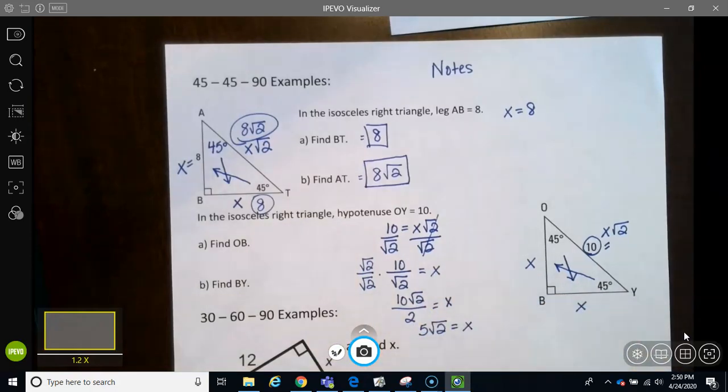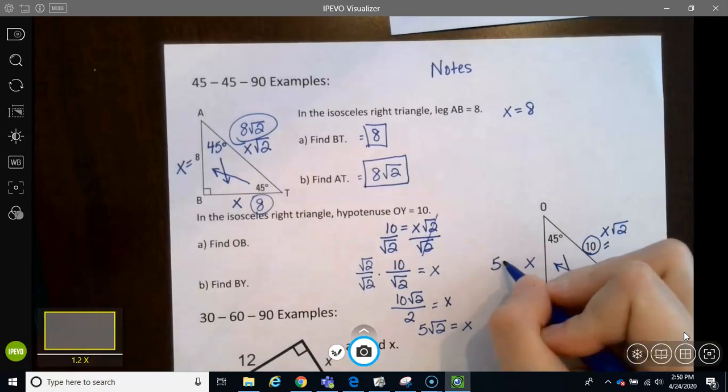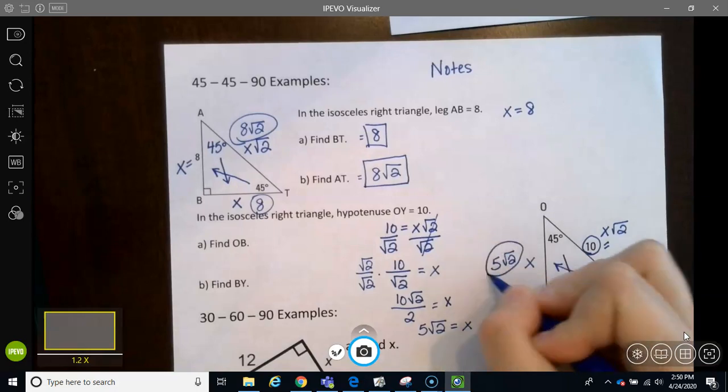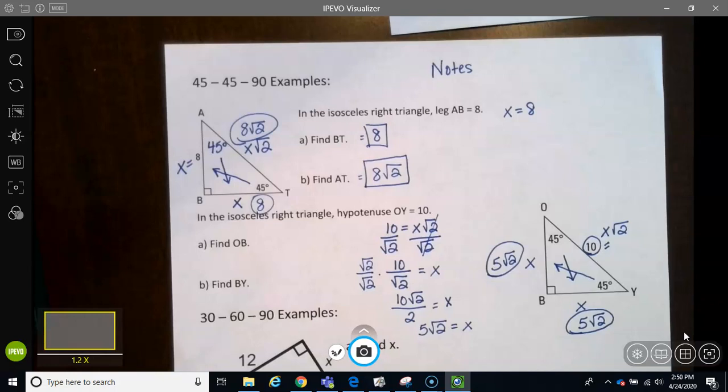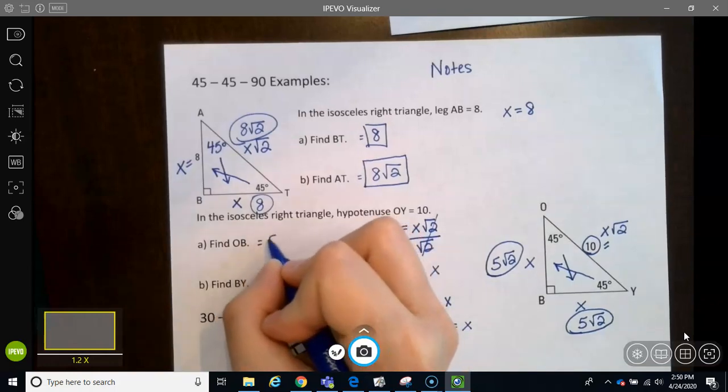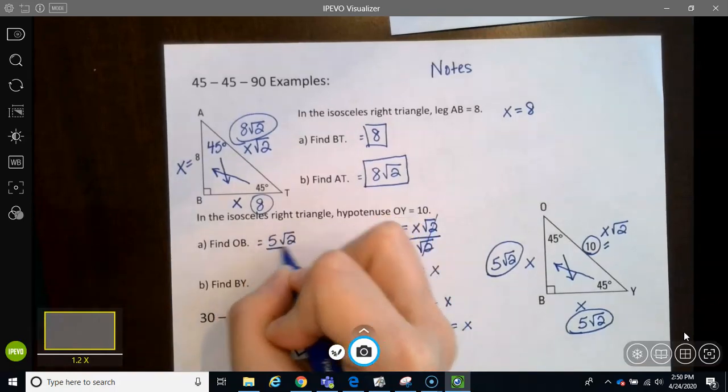So if x equals 5 square root of 2, that was my whole goal, was to get x by itself. Now I can figure out what those other two missing sides are. Now those other two missing sides are just represented by x by itself. So if I replace x with 5 square root of 2, that's the length of that side. This is also just x, so that's 5 square root of 2. So that's the length of that side. So they were both equal to 5 square root of 2.